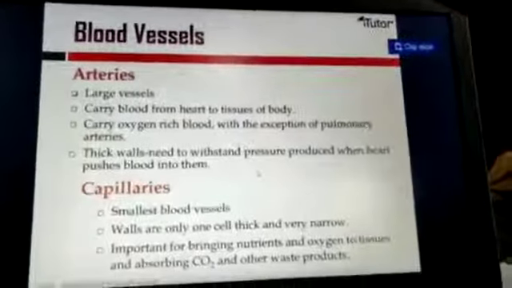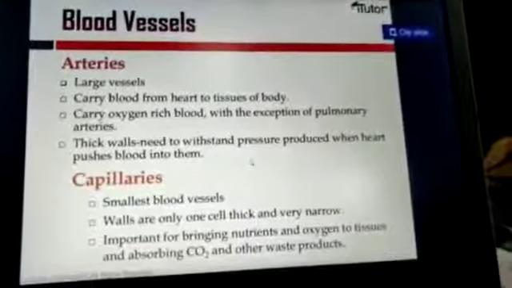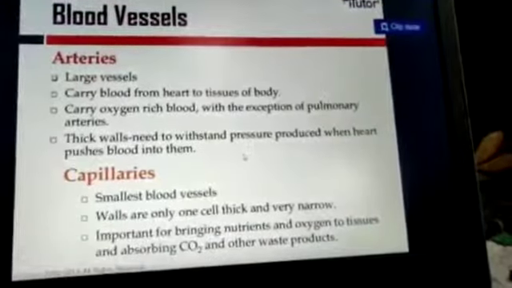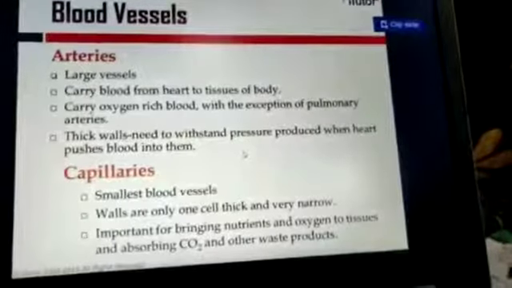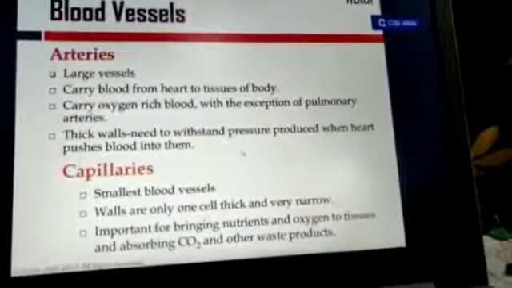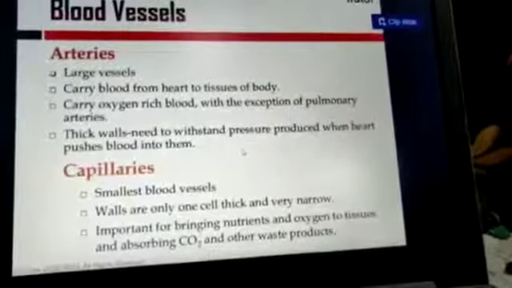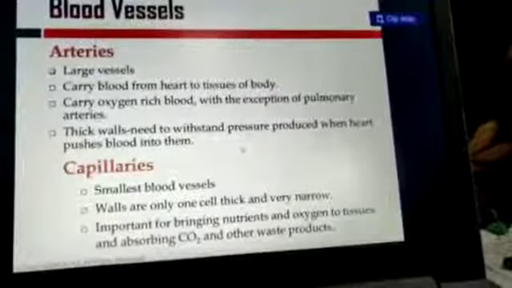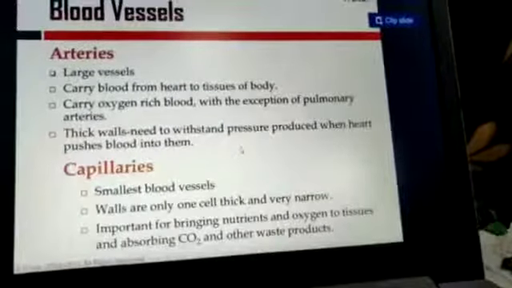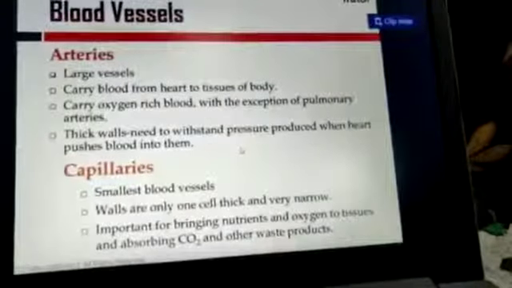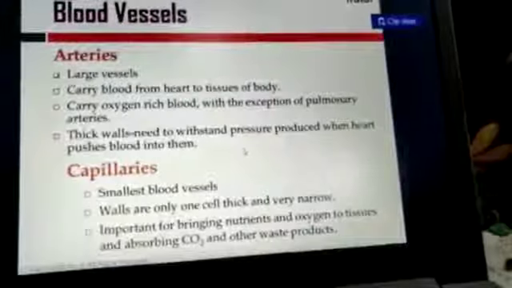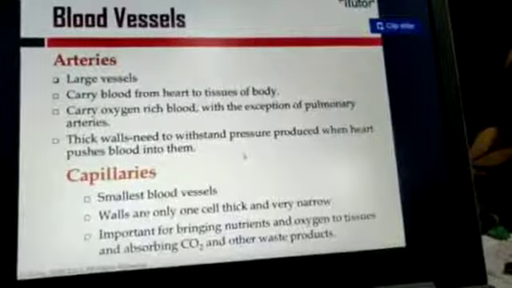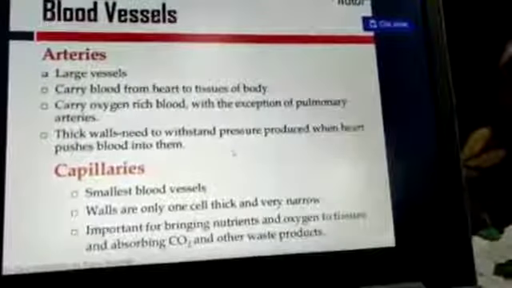Now, blood vessels. Arteries. Arteries are large vessels which carry the blood from the heart to the tissues of the body, carrying oxygenated blood, with the exception of the pulmonary artery. The name pulmonary itself indicates the lungs. The pulmonary artery carries impure blood. Arteries have thick walls that need to withstand the pressure produced when the heart pushes blood into them.